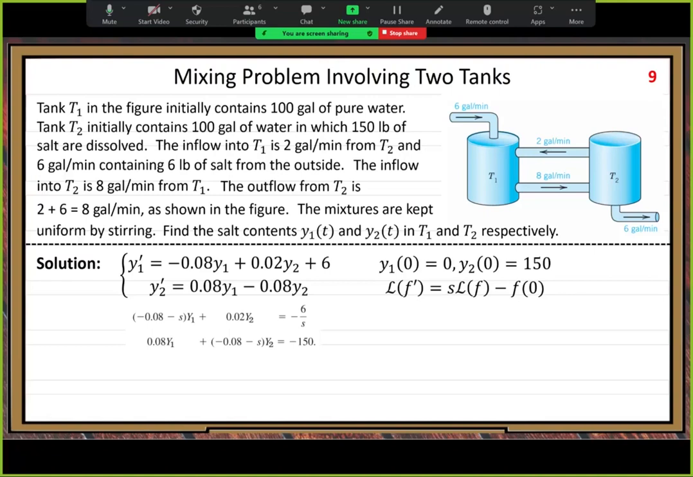Negative 0.08, minus, because you move s times capital Y1 to this side, so you have this coefficient, then plus, minus 6 times the Laplace transform of 1, so 1 over s. But you move it to the other side, so negative, okay. Similarly, you have the second equation. So that's the algebraic equation.